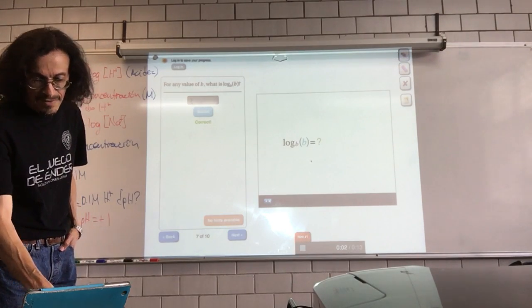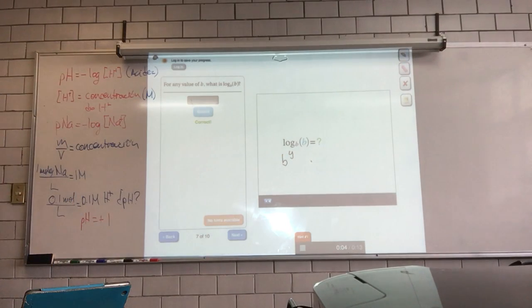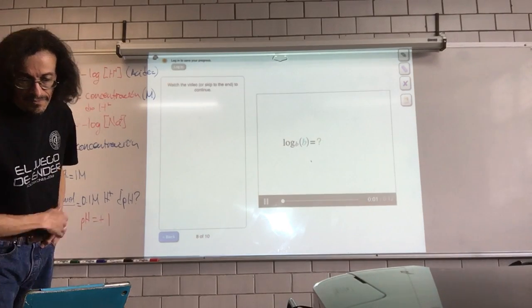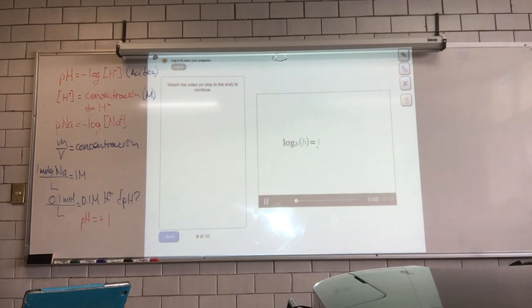Here we want to raise b to some power to get b. That is, b to the y equals b. So what do we have to set y to be? Well, the solution here is y equals 1. B to the 1 equals b. Yes, the log of b base b equals 1, since b to the first power equals b.